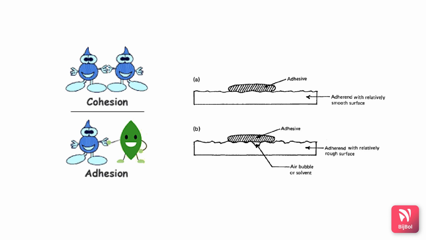Adhesive refers to the bonding agent that, when applied to the surface of a substance, can join them together and resist separation. Whereas adherent refers to the surface or the substrate that is adhered to.